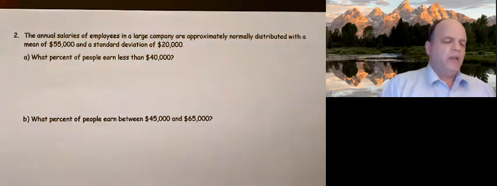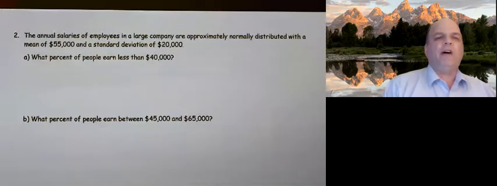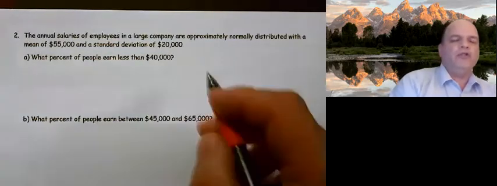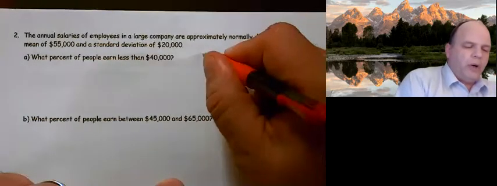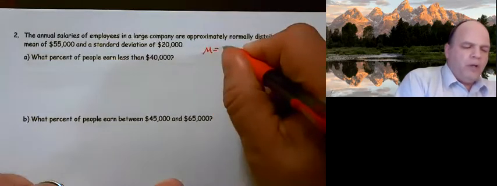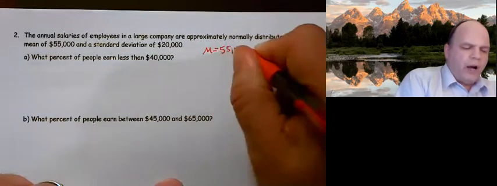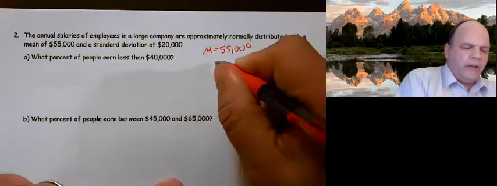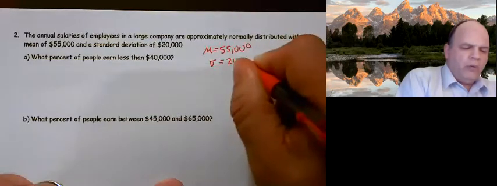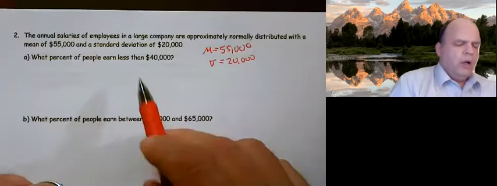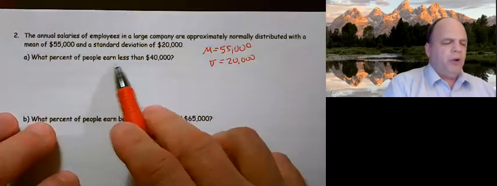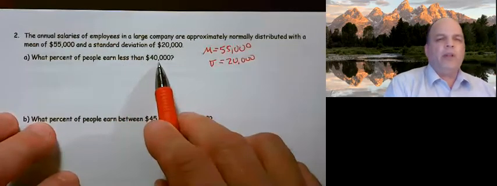Number 2, the annual salaries of employees in a large company are approximately normally distributed with a mean of 55,000 and a standard deviation of 20,000. So I'm going to go ahead and make that note, a mu of 55,000, and a standard deviation of 20,000. What percent of people earn less than 40,000?